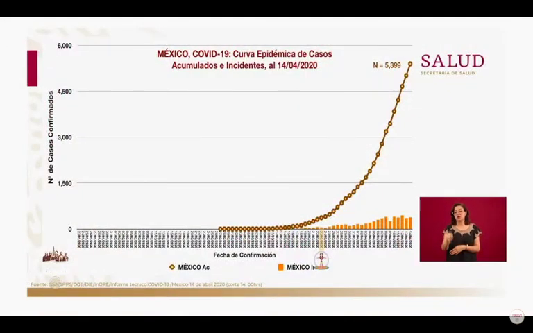And finally, we have the epidemic curve that ends at the current day, in which we have 5,399 cases, and we also have the little yellow bars that show the amount of newly confirmed cases per day.